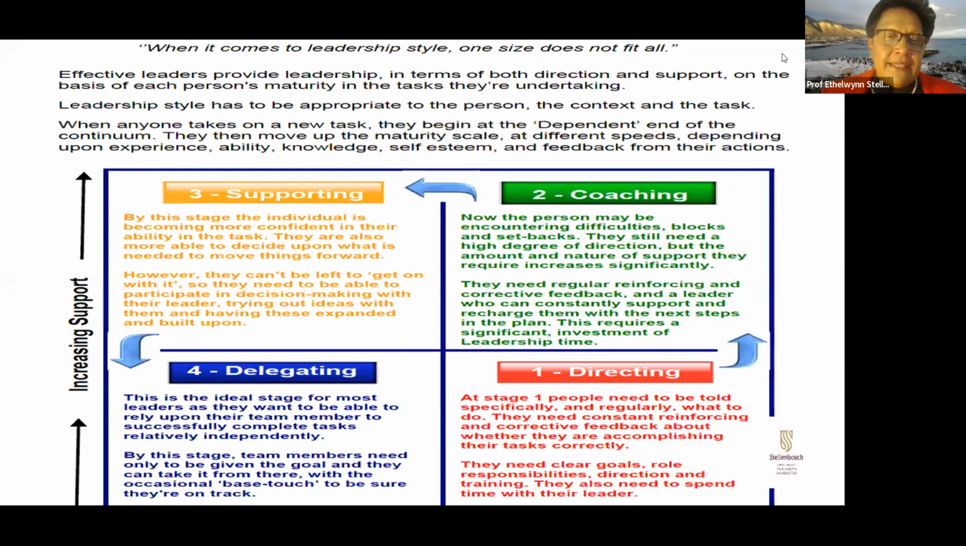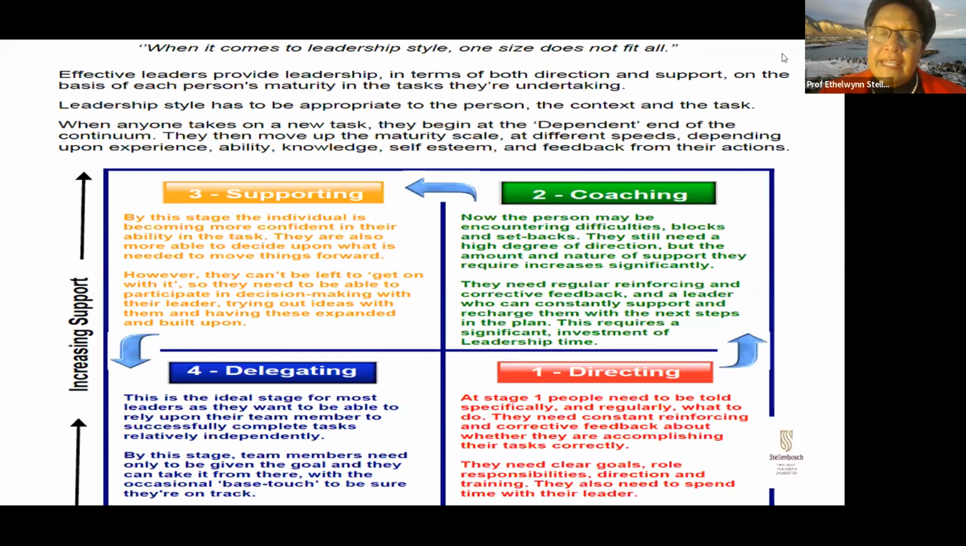When anyone takes on a new task, they begin at the dependent level, right down at the bottom. You're completely dependent on the next one to guide you, at the end of the continuum. They then move up the maturity scale. As they develop, they move up. And I'm sure all of us at this seminar tonight, we have left that level a long time ago. We have grown. It's now for us to keep ourselves up to date all the time.